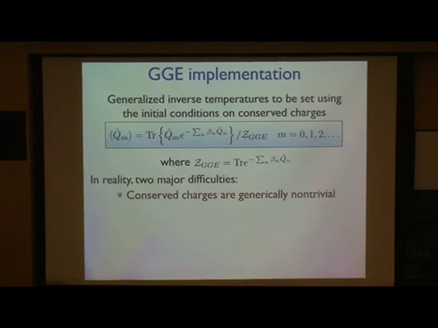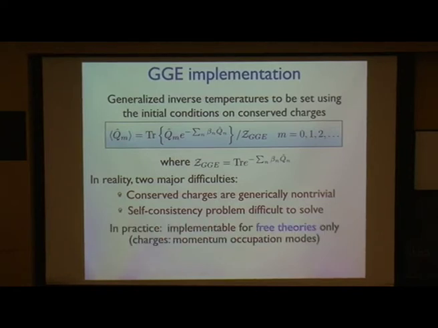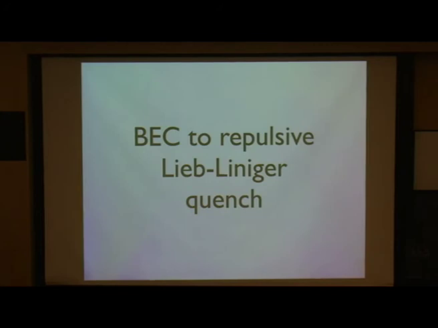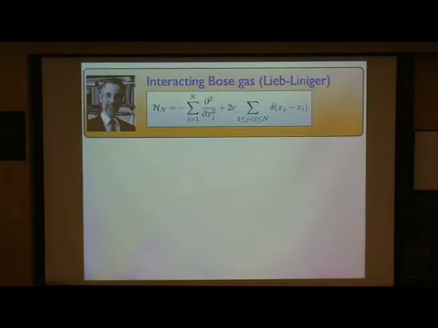In reality, of course, this is very difficult to implement because the charges are generically non-trivial if your system is interacting, and the self-consistency problem you have here might be very, very difficult to solve. So in practice, there have been hundreds of papers where this has been looked at, but typically it's just for free theories. Okay, so one of the challenges that I wanted to address was how this works for truly interacting theories. Okay? So in the case of true interactions, it's not understood. So let me just very briefly tell you about two examples that we've been able to solve.